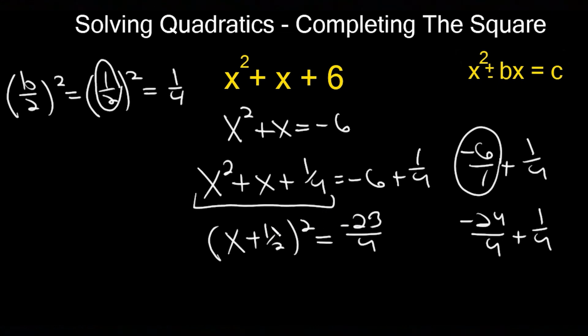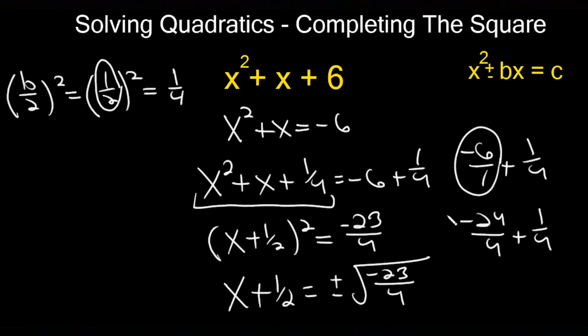That way we can get rid of this exponent of 2. When I do that, I get x plus a half equal to plus or minus square root of negative 23 all over 4. Okay? So you have a negative number underneath a square root. You're going to end up pulling that out and making it i. But remember, this square root is being applied to both the negative 23 and the positive 4. So I know that the square root of negative 23 is not a perfect square. I'm not going to be able to do anything there. But the square root of 4 will be 2. So I can rewrite this the following way.